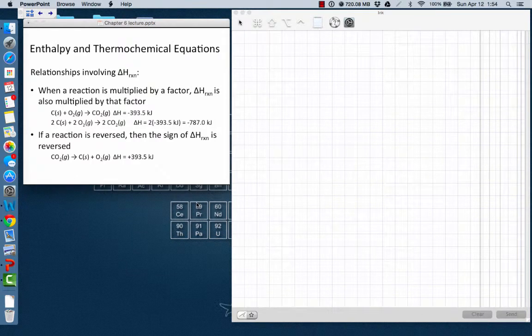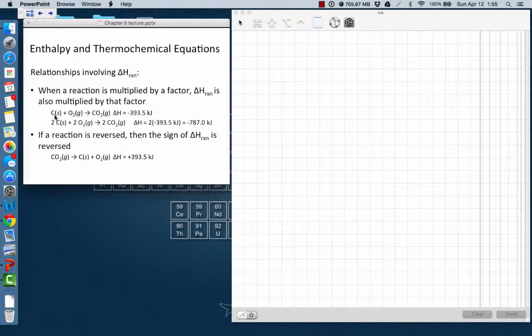So once we figure out the enthalpy of reaction, we can actually do some pretty interesting calculations with this enthalpy of reaction. If you take a whole reaction and you multiply it by a factor, then you take the enthalpy of reaction and also multiply it by that factor.